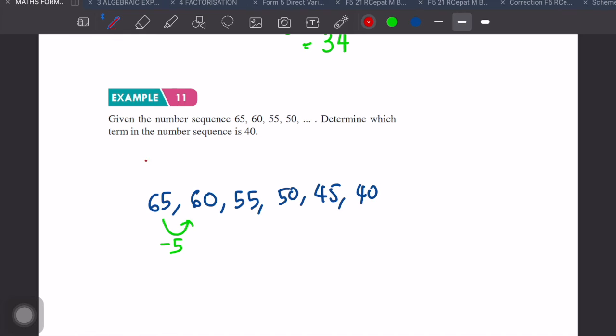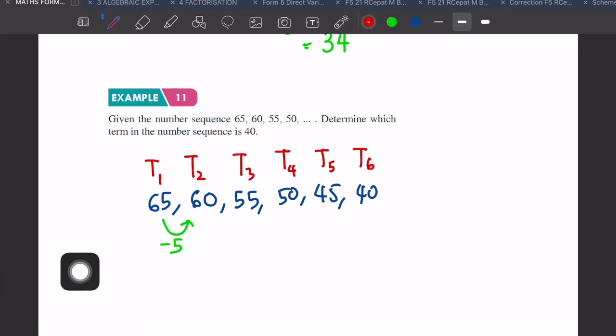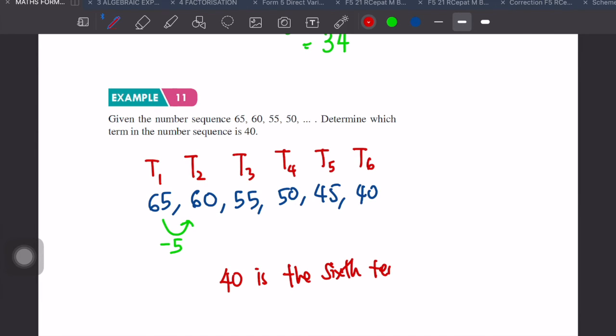So this is the first term, second term, third term, fourth term, fifth term, and sixth term. Or term number 1, term number 2, term number 3, term number 4, and so on. So from this sequence, we know that 40 is the sixth term.